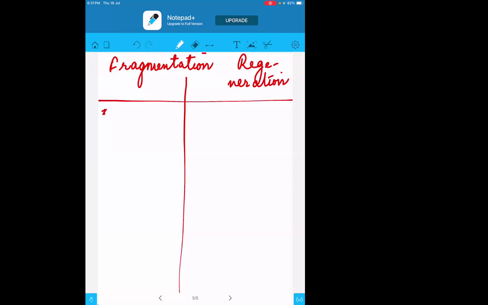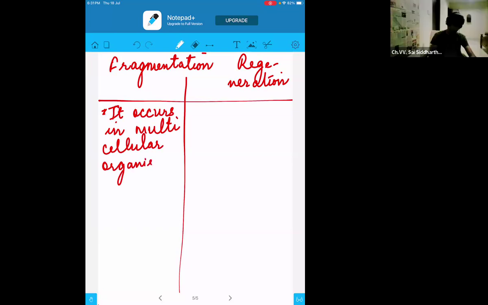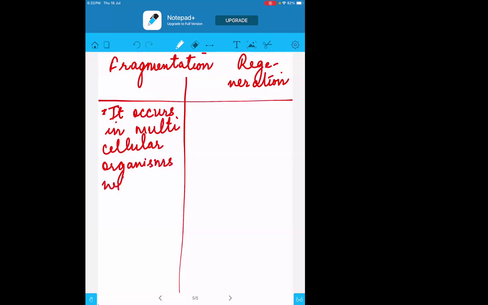So fragmentation occurs in multicellular organisms with a simple body. So in them, the body of these organisms is not complex. It is very simple, like in Spirogyra algae. So they have a simple body organization, and fragmentation will occur in them.